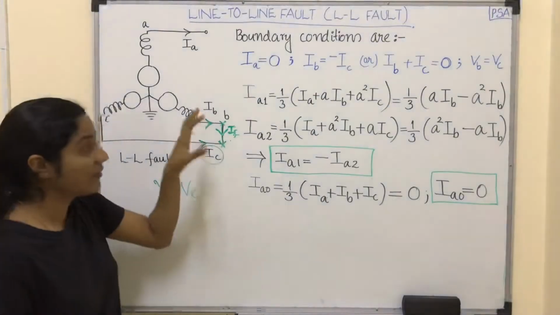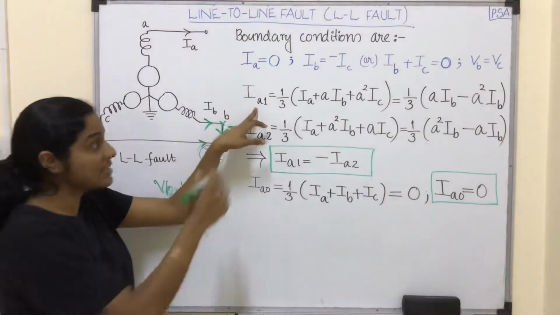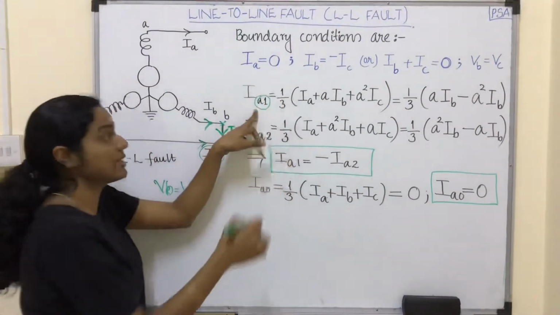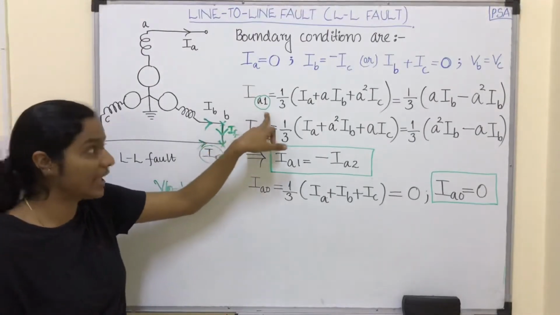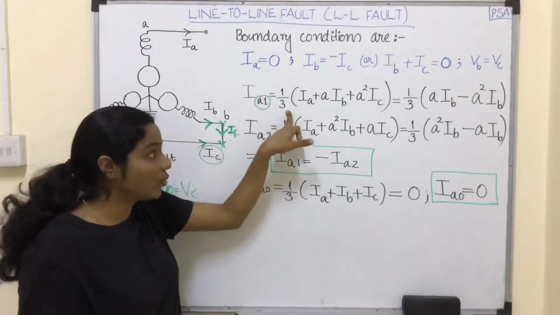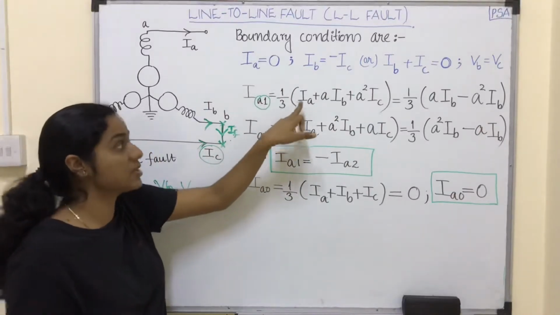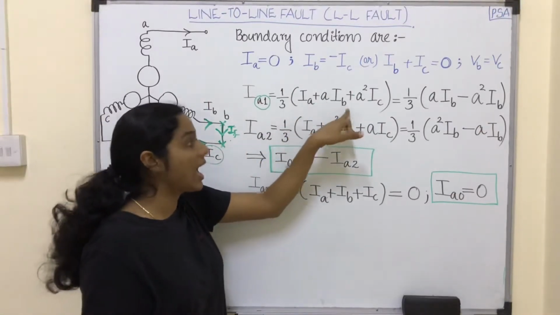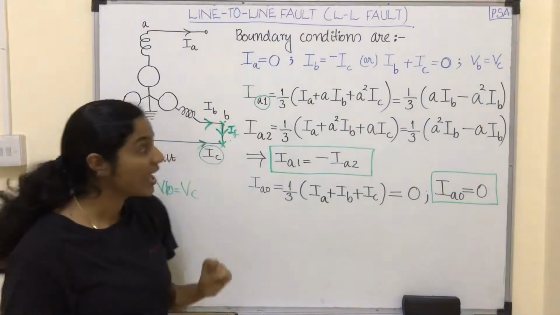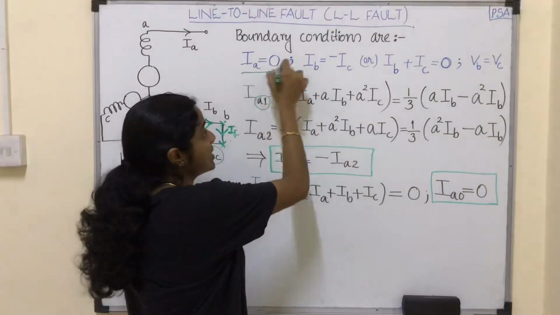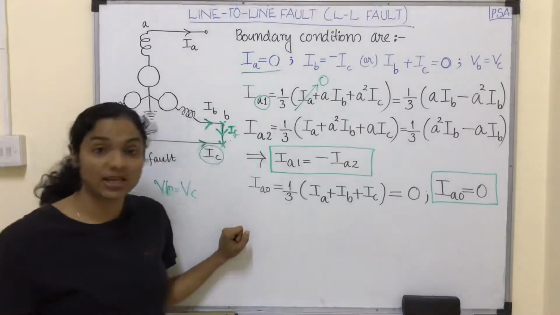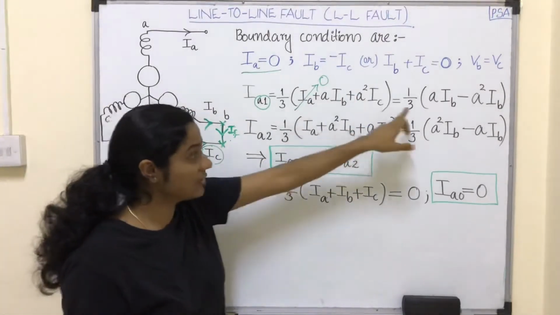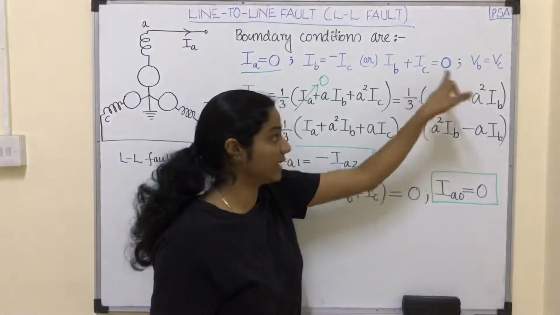First, with the current, let us see the positive sequence component of the current in phase A, that is IA1. IA1 is equal to 1 by 3 times of IA plus A IB plus A square IC. And from the boundary conditions we know IA equal to 0, so this term will be 0. And the rest of the term I have written over here.